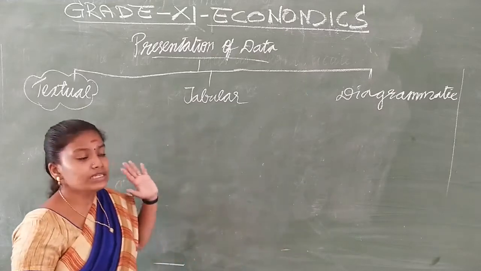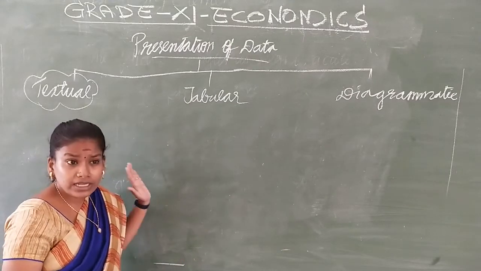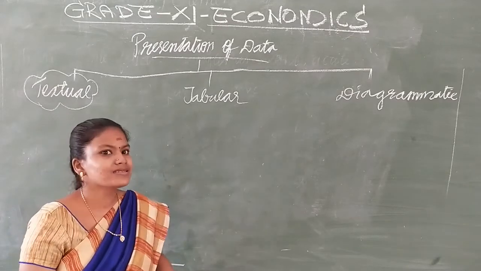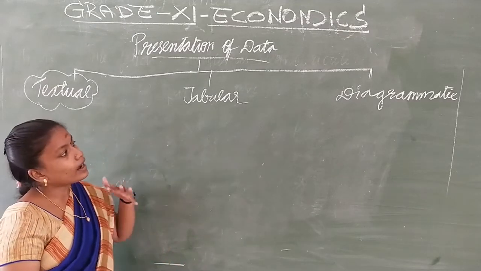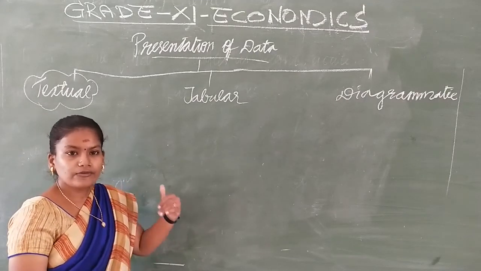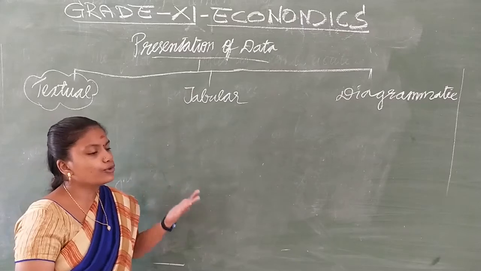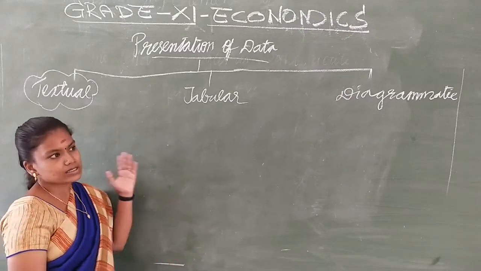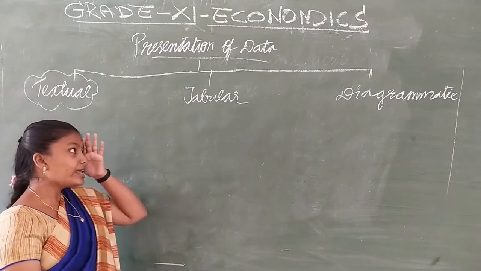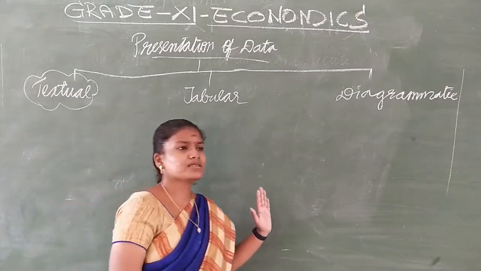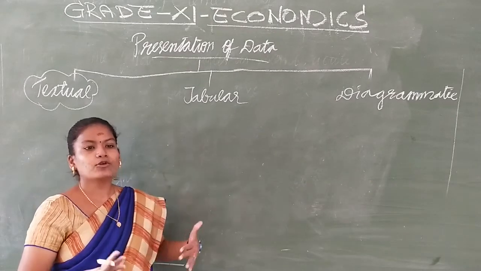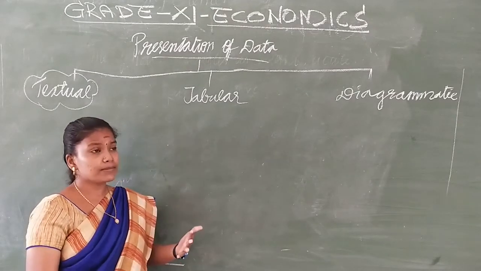What is the biggest demerit here? You need to read the entire text, whether it is a paragraph or an essay. You need to read the entire text to understand what is given in the data and how to take it further for analysis. That is the textual or descriptive type of presentation of data. Next is tabular presentation of data. Tabular presentation of data is considered to be simpler.